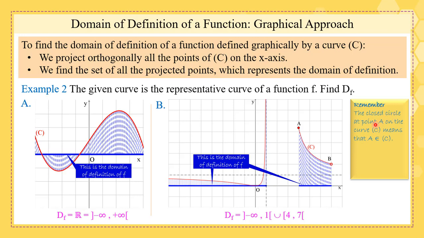Please remember the closed circle at point A, which is here, means that A belongs to the curve, and the open circle at point B means that B doesn't belong to the curve. So the domain of definition would be closed at 4 and opened at 7.